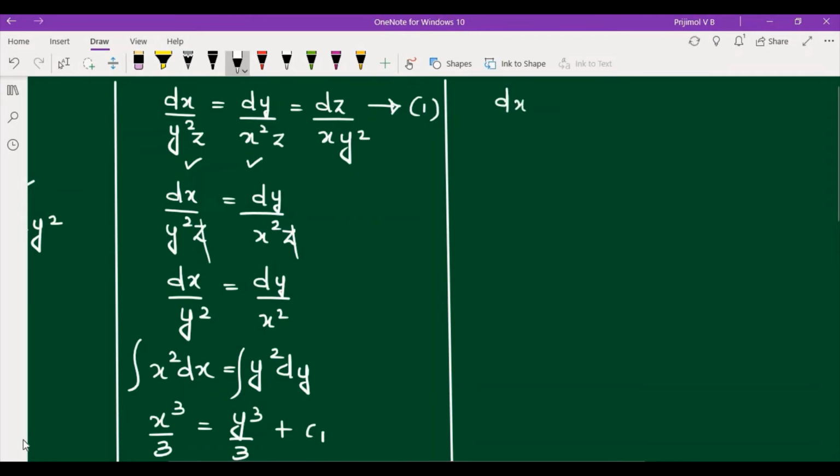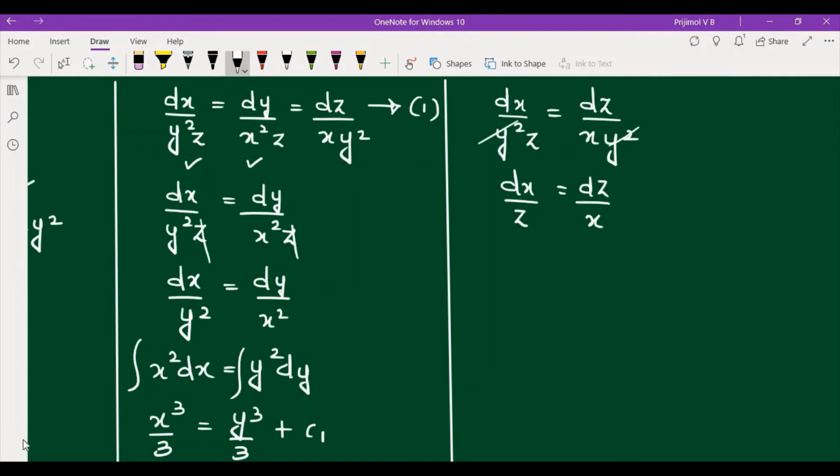So this is our first ratio. You can cancel the terms y square and y square. So you will be left with only two variables, x and z, dz by x. Now you have to separate the variables. Bring the x to the left hand side and z to the right hand side. So you get x dx equal to z dz. See, now the variables are separated. That means only one variable is in the left hand side as well as the right hand side.